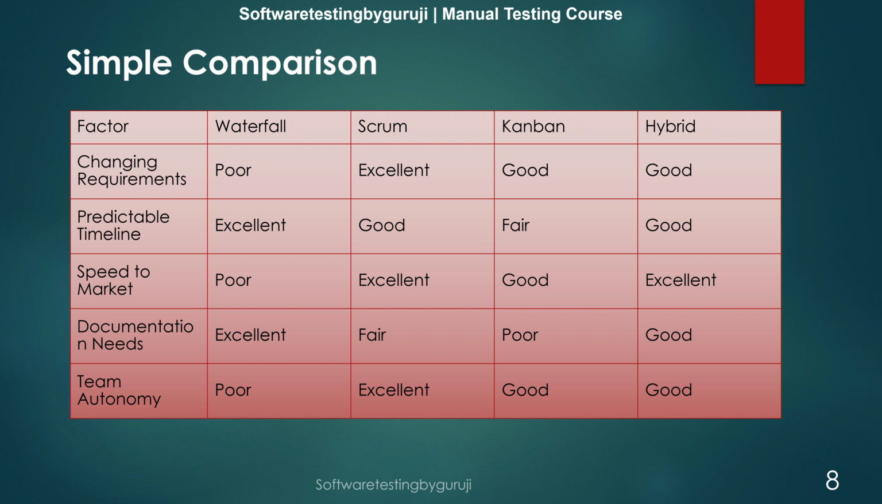Then predictable timeline: excellent in the waterfall model, Scrum good, Kanban fair, and hybrid good. Then speed to market: waterfall model poor, Scrum excellent, Kanban good, and hybrid excellent. Then documentation needs: excellent in waterfall, fair in Scrum, poor in Kanban, and good in hybrid. Then team autonomy: poor in waterfall, excellent in Scrum, good in Kanban, and good in hybrid.